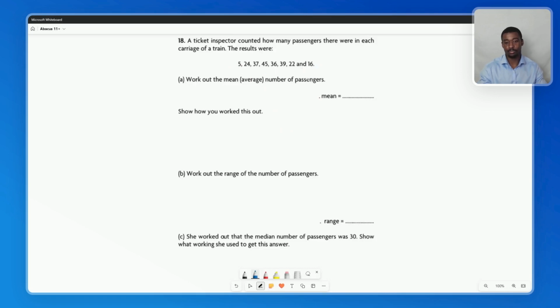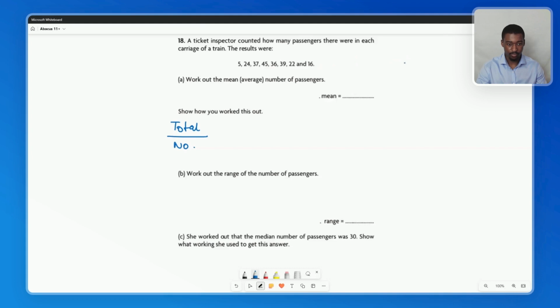What's the average? Okay, so how do we work out, and we have to show our working as well. So how do we work this out? The average, the mean of the number of passengers. Well, we simply take the total number and we divide it by how many numbers there are. So total over number. So if we do this and we start with the total, let's add up all these numbers.